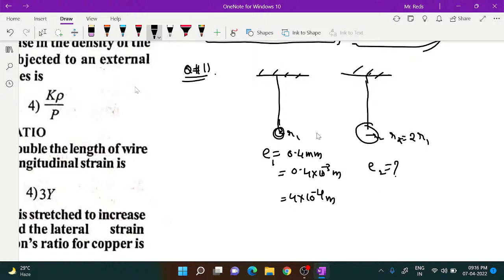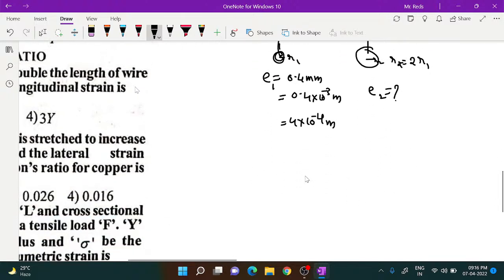Is it clear? So that means the wire is same. The length of the wire and material of the wire is same. Area of the wire and material is same, means Young's modulus is same. So here length, area, and Young's modulus of the wire is same. Both the wire is not changed, only the sphere is changing. Then in terms of the radius of the sphere, how to find the elongation? You have to understand. We know elongation is nothing but what?